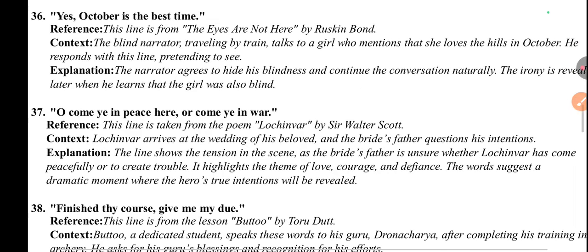Question number 36. Yes, October is the best time. Reference: This line is from The Eyes Are Not Here by Ruskin Bond. Context: The blind narrator traveling by train talks to a girl who mentions that she loves the hills in October. He responds with this line, pretending to see. Explanation: The narrator agrees to hide his blindness and continue the conversation naturally. The irony is revealed later when he learns that the girl was also blind.